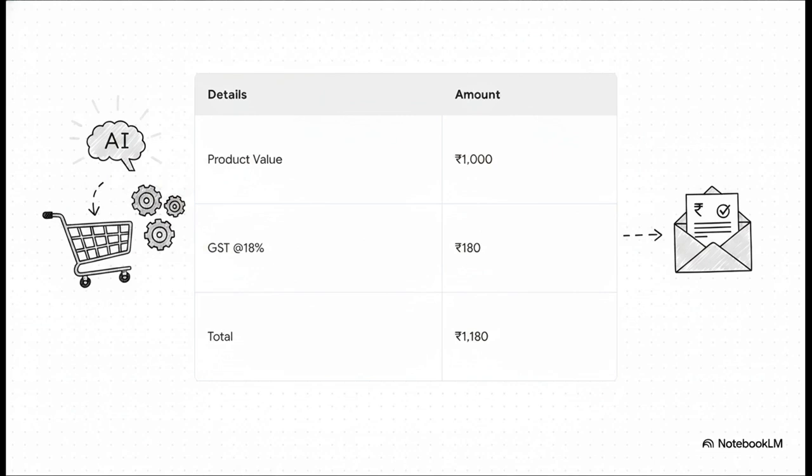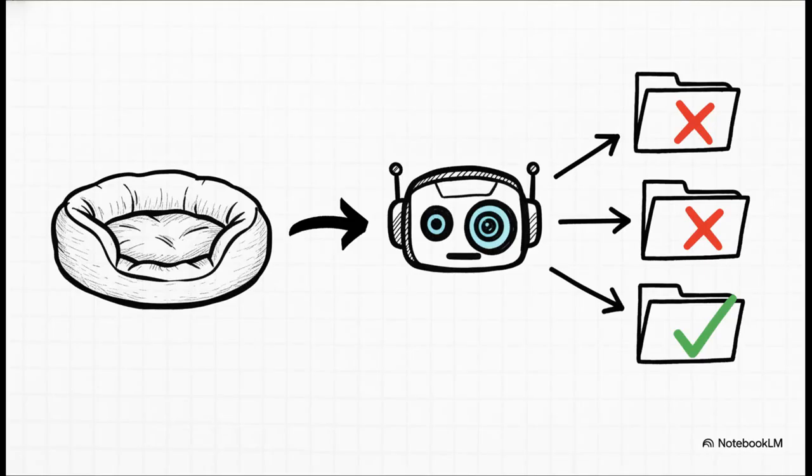It pulls the product details, sees the 1,000 rupee product value, perfectly calculates the exact 18% GST, which is 180 rupees, and totals it up to 1,180. In literally milliseconds, it generates a perfectly formatted, ready-to-email PDF invoice. It instantly handles those repetitive tasks so you just don't have to. But it gets way smarter than just basic math.